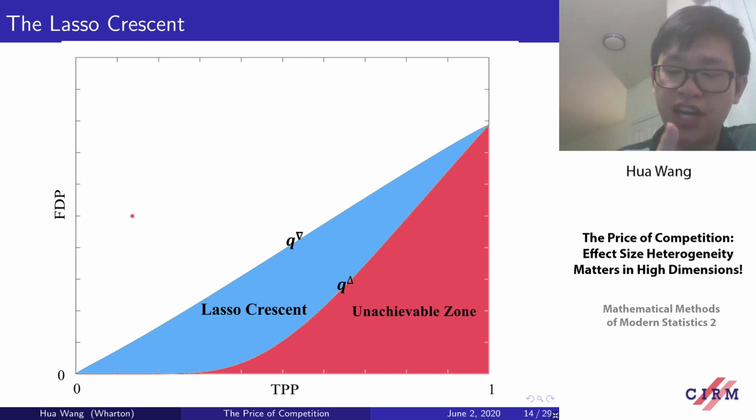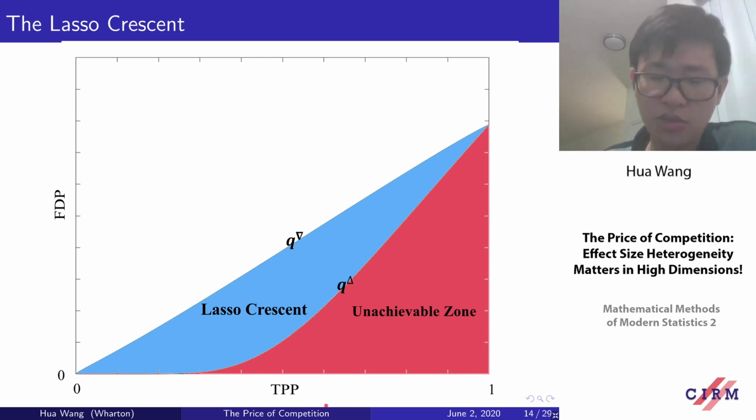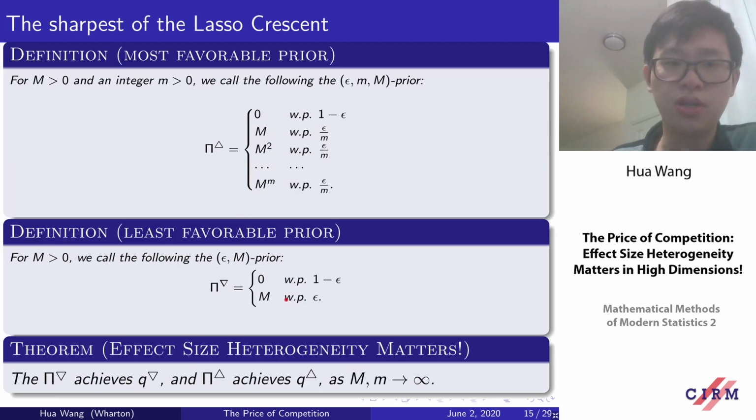The second observation is that this blue area is bounded by 2 curves: the upper curve, which we have already said is the worst curve, and the lower curve, which is the best curve, or the most favorable curve. And the next result we will give is that both of those 2 curves are achievable. To illustrate that, I need 2 more definitions.